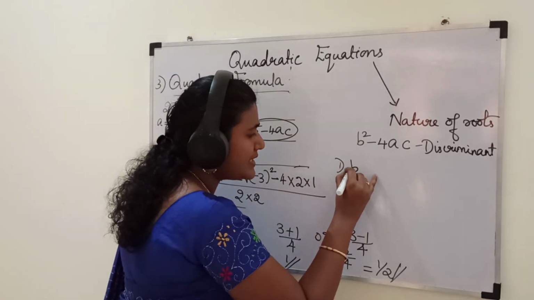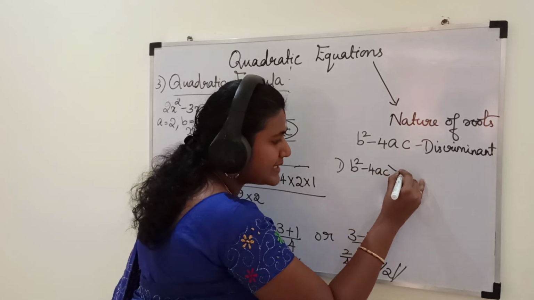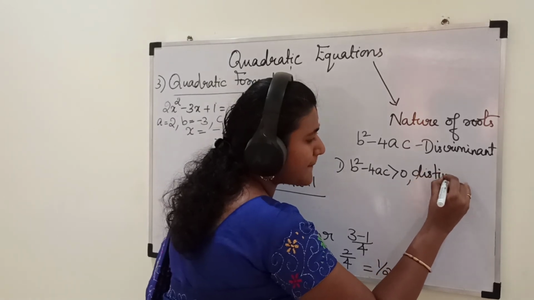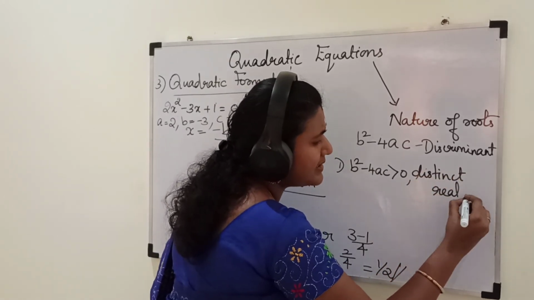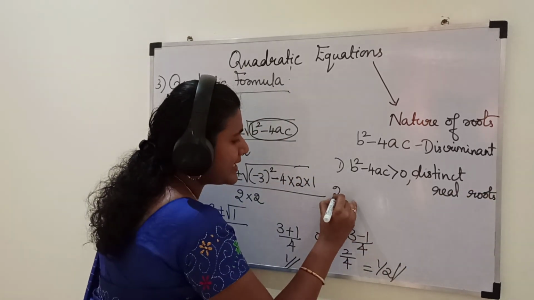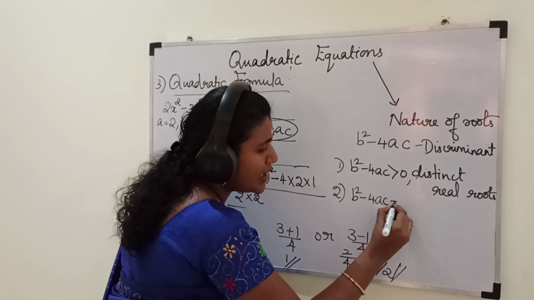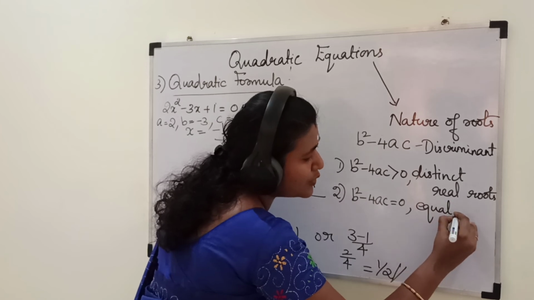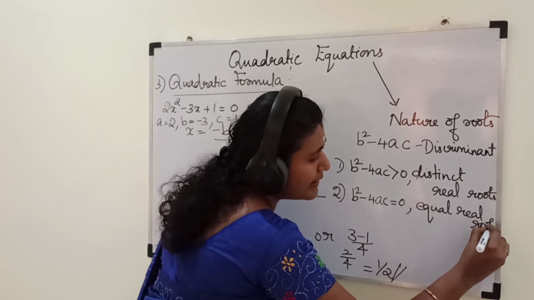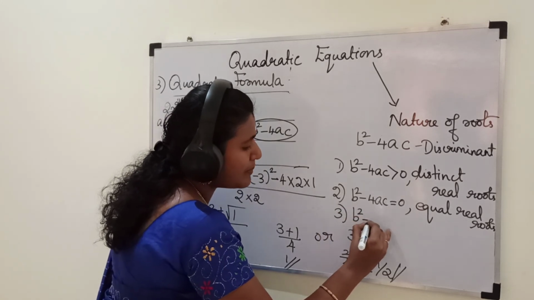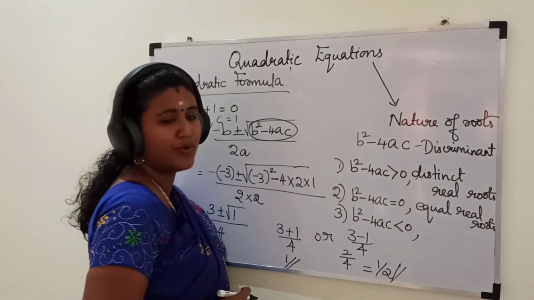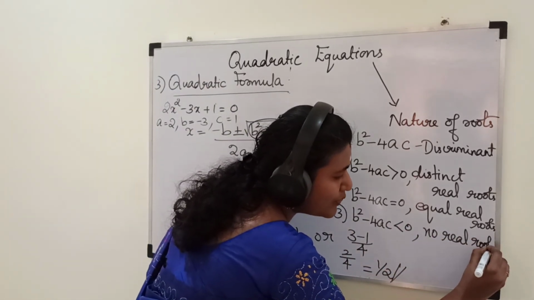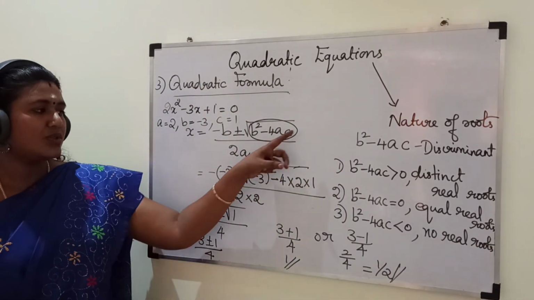First case, if b square minus 4ac is greater than 0, you will get two distinct real roots. Second case, if b square minus 4ac is equal to 0, then you will get equal real roots. Third case, if b square minus 4ac is less than 0, you will not get real roots. In that case, you cannot find the real roots as an answer. So these are the three cases.